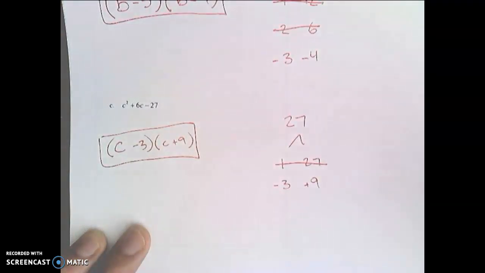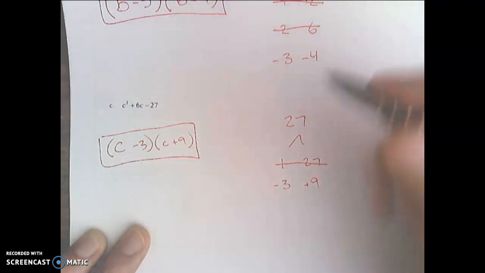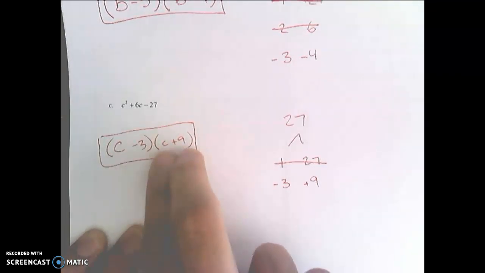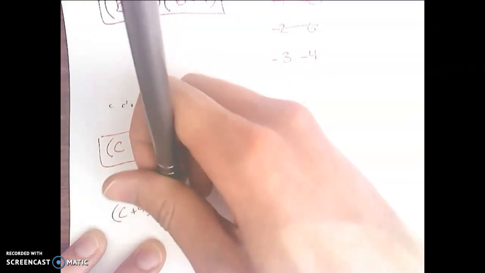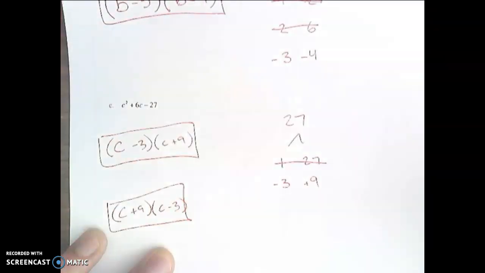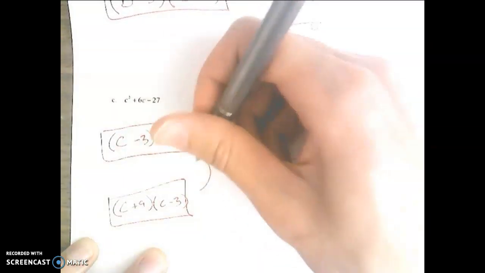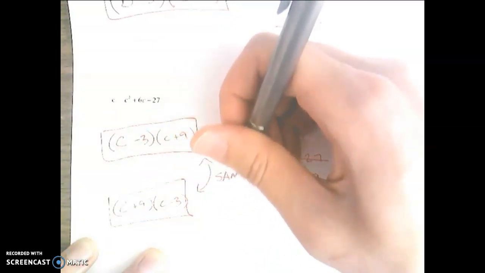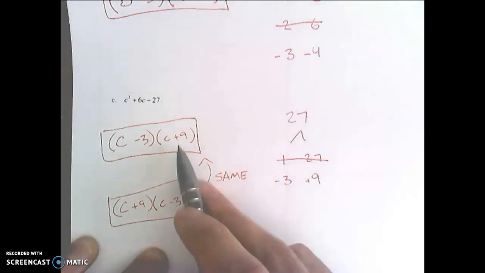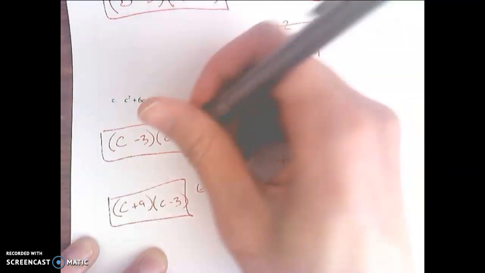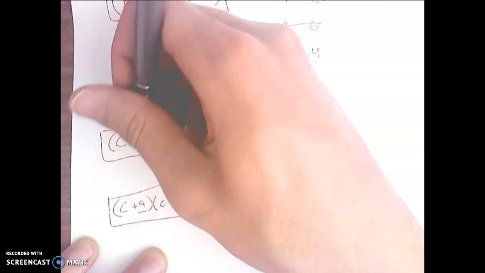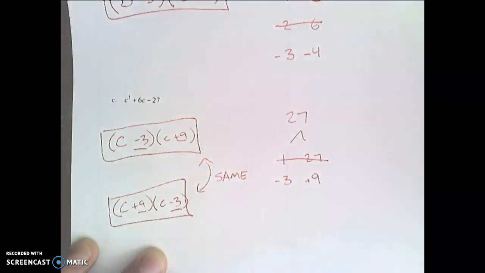Some students ask if you can flip these around. So if you have c plus 9 times c minus 3, so like this, yes, you can flip those around. These are the same, as long as you keep your positive with your 9 and your negative with your 3. As long as your signs stick with the right numbers, that's fine. These are the same, so you can switch these around. We're going to get a whole lot of practice on this. This is Factoring Quadratics, Objective 61.